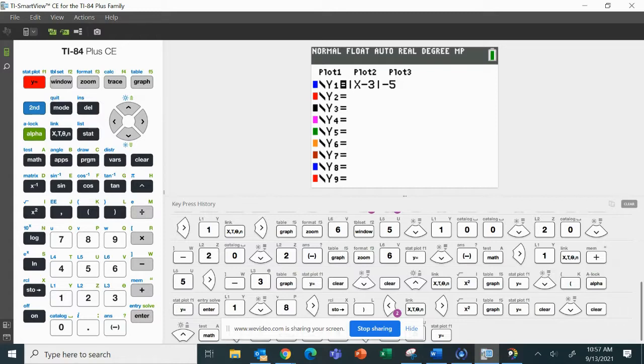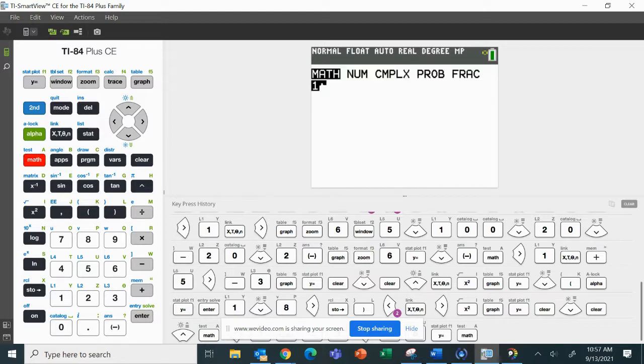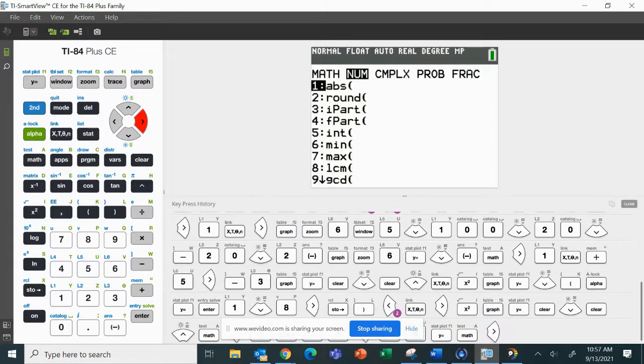Amelia? How to find absolute value? Yeah. Okay, it's under math. And then we go over to the NUM, N-U-M. So these things, like Amelia just said, I forget where to find absolute value. That's why you have to have your graphing calculator in class. Because on a quiz, how are you going to find it? Start pressing every button, right?